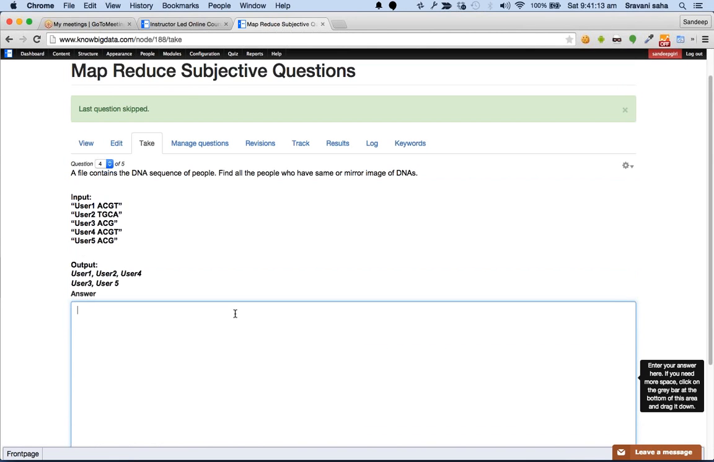Some research said that if people have either identical DNA or a mirror image of DNA, that means they belong to the same family. Therefore you have to bring together all the people who have either the exact same DNA or the mirror image of the DNA. All right, so that is your role, to find such people and bring together those who belong to the same family.